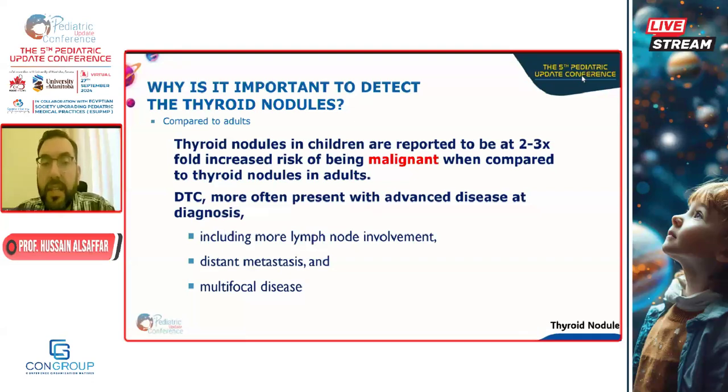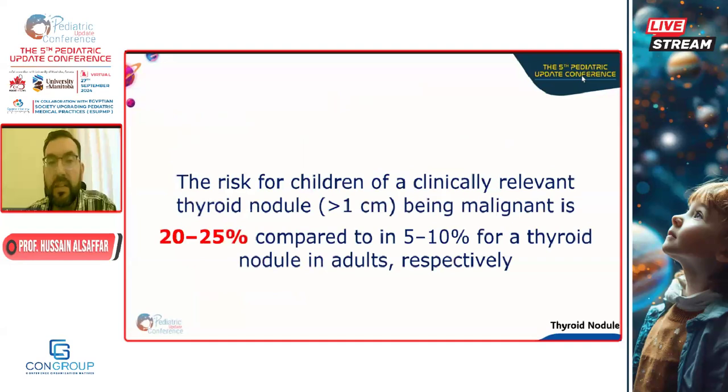For the DTC, the differentiated thyroid carcinoma, more often present with advanced disease at diagnosis in childhood compared to adulthood. Usually, the child could be presenting at early age with more lymph node involvement, with distant metastasis, and even multifocal disease compared to adults. For those reasons, we are really concerned and would like to take this matter seriously.